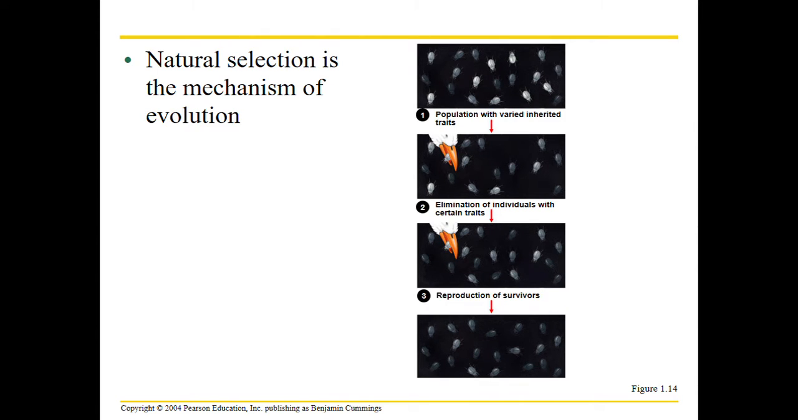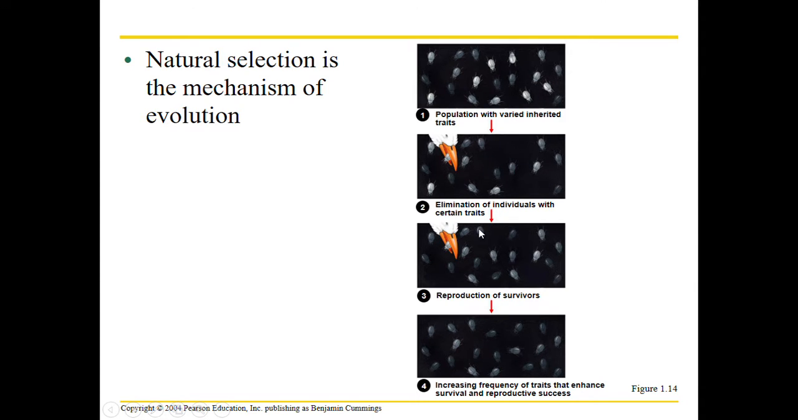So let's get these playing. Okay, so natural selection is the mechanism of evolution. So here we have dark beetles and lighter colored beetles. So this population obviously has varied inherited traits with these lighter ones and these darker ones. This bird is picking off the lighter ones because it can see them better. So they're getting eliminated. So these white ones are getting eaten because they're more visible to its predator.